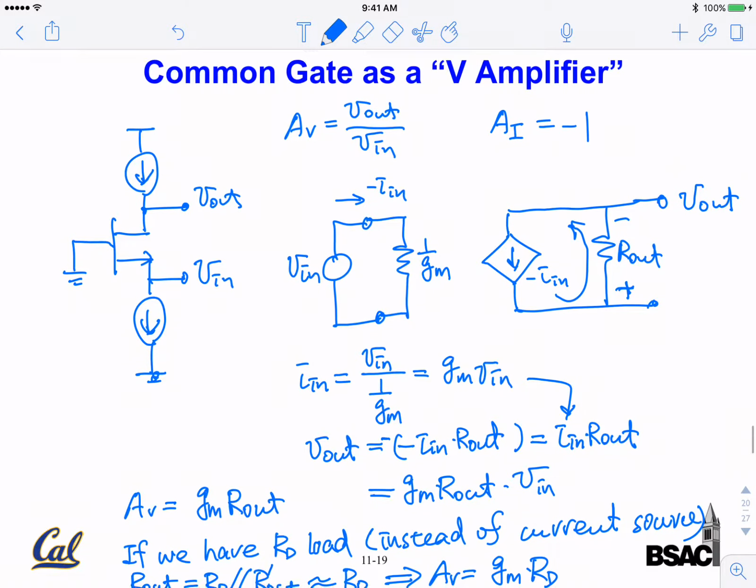So, take-home lesson today: we looked at common gate in detail. Common gate has low input resistance, very high output resistance, unity current gain, and medium voltage gain, just like the common source amplifier. Okay, all right, we'll stop here.